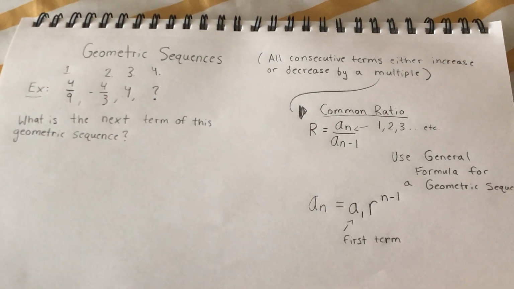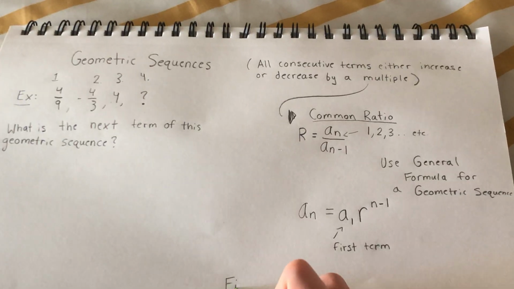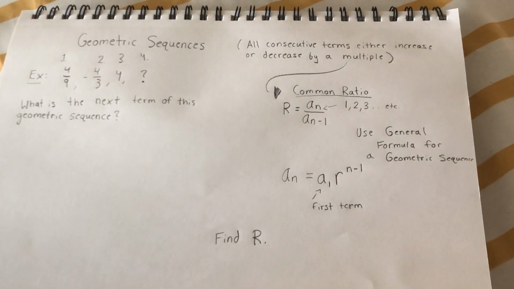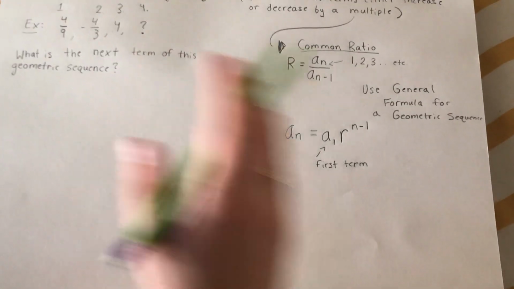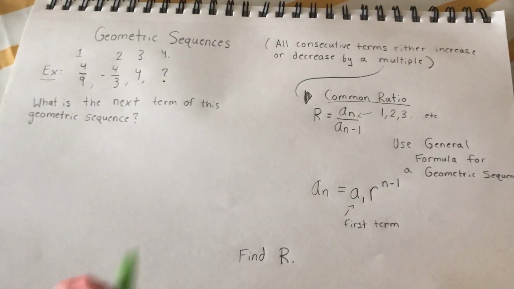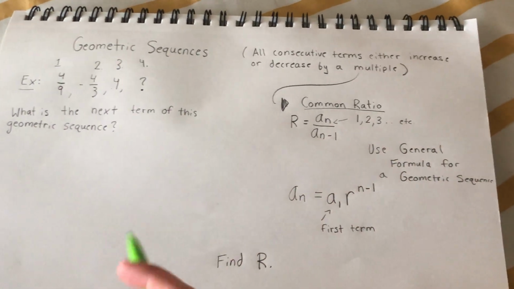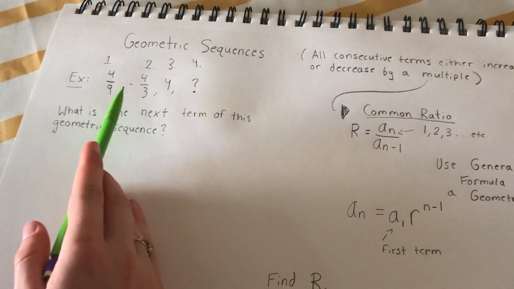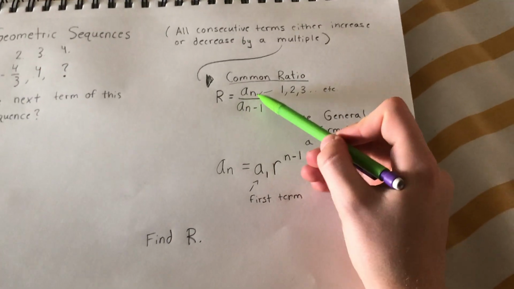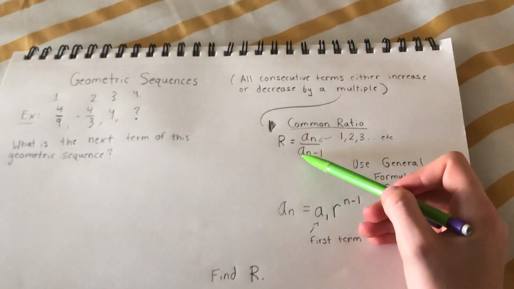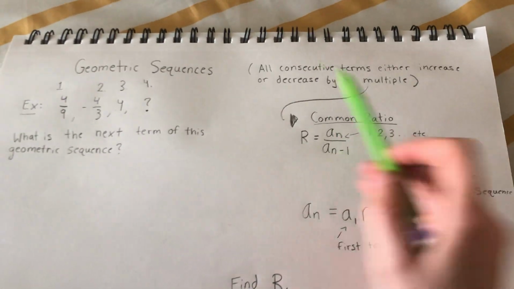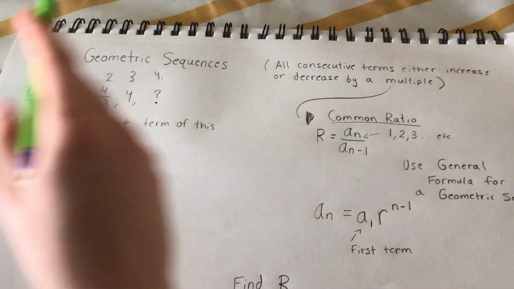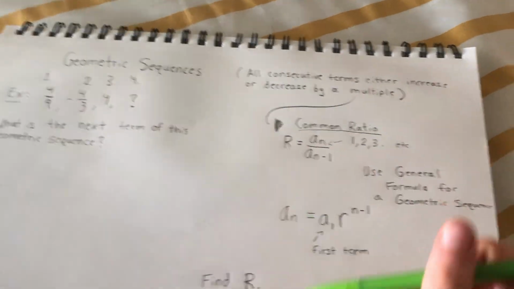So first, let's start with finding the common ratio. So let's find R. And we already know that this is geometric, so we don't have to determine whether it is arithmetic or geometric. But in order to find r, we're going to have to take some an and divide it by the term that comes right before it. So like take term number 2, for example, divided by term number 1.